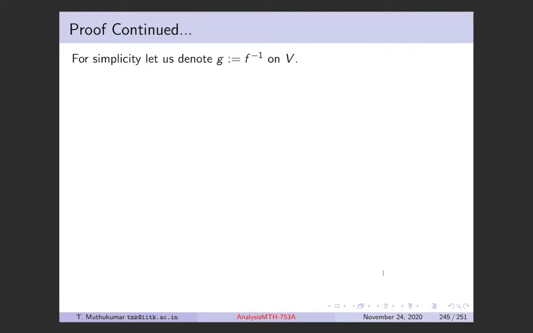So we are doing all these things to show that this F inverse is continuously differentiable. Just to avoid complicated notation, we call this G. So we need to show that G is continuously differentiable.